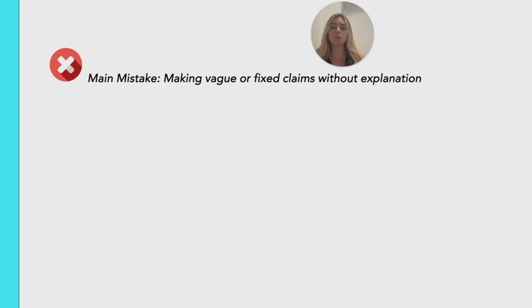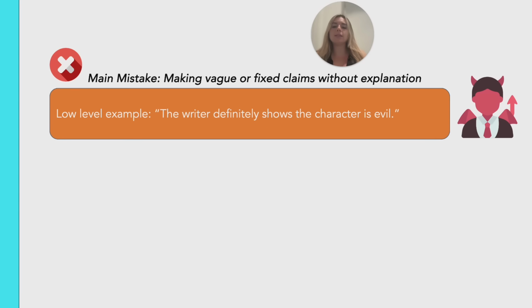So the thing to avoid is making vague or fixed claims without explanation. And what this means is it would be something like the writer definitely shows the character is evil. So you can see this goes against our tentative language suggestion because it's saying definitely shows the character is evil without us actually knowing for definite, and it hasn't even explained it. If you're going to say something's definite, you better tell me why. But I would avoid saying anything's definite anyway. But if you're going to be that sure, give me a reason, right?